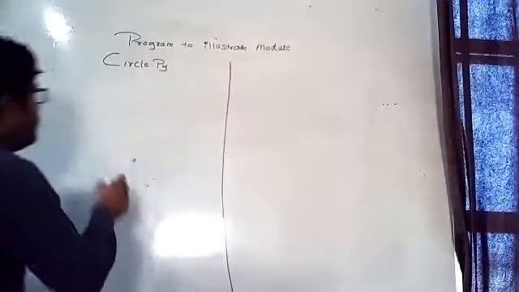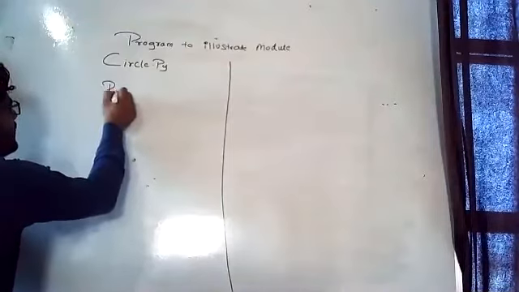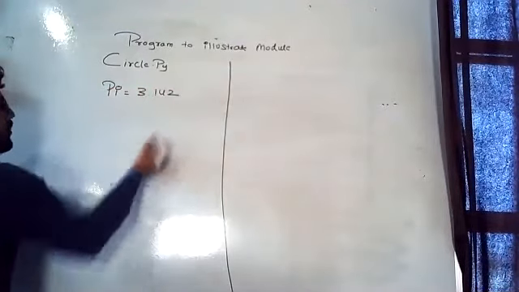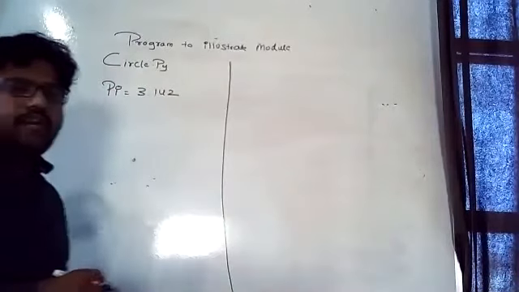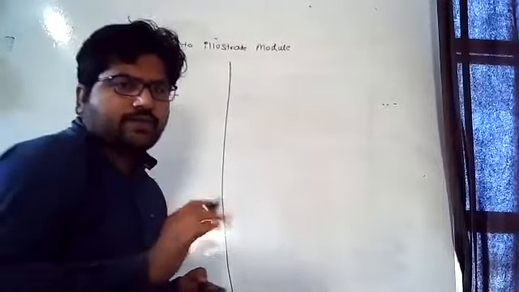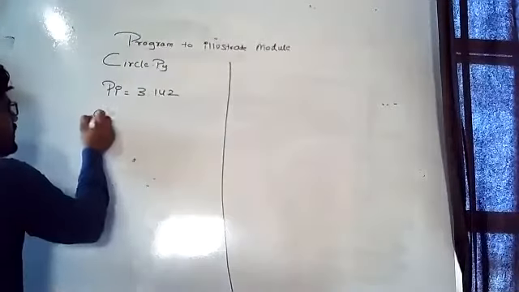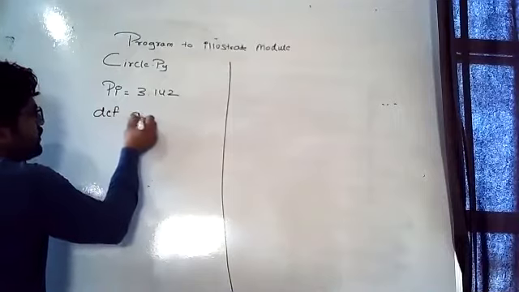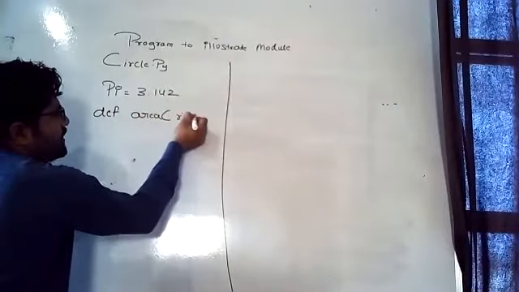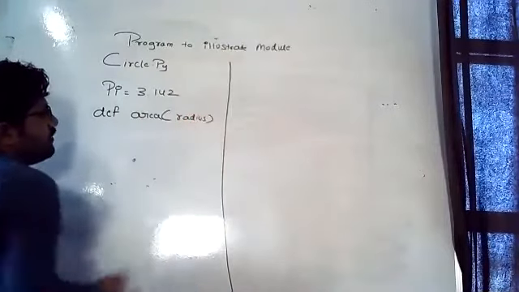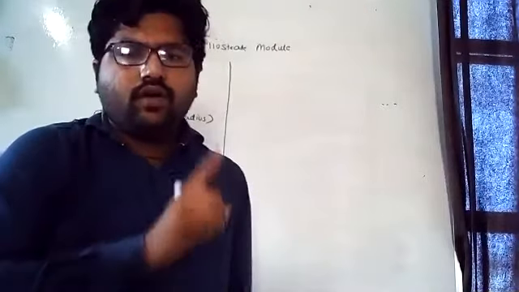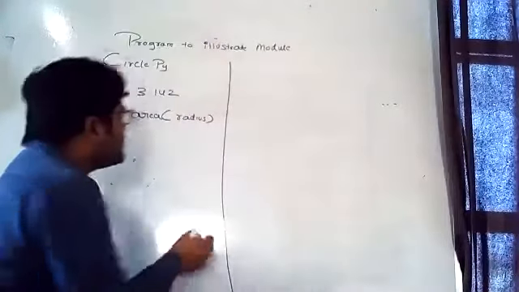What I am going to do here is write pi is equal to 3.142. Now we need to define a function to find out the area of circle. So here, def area of circle. What do I need to pass? Radius. def area of radius.